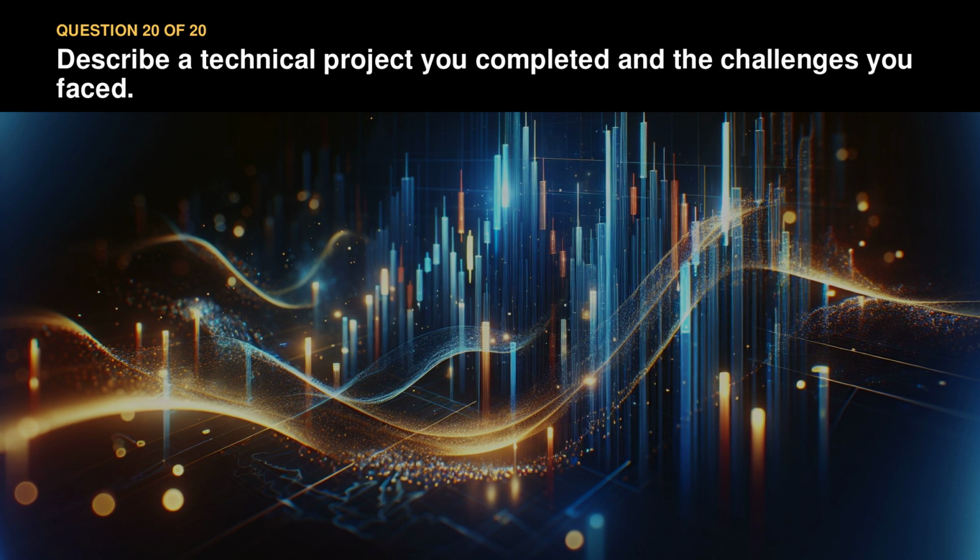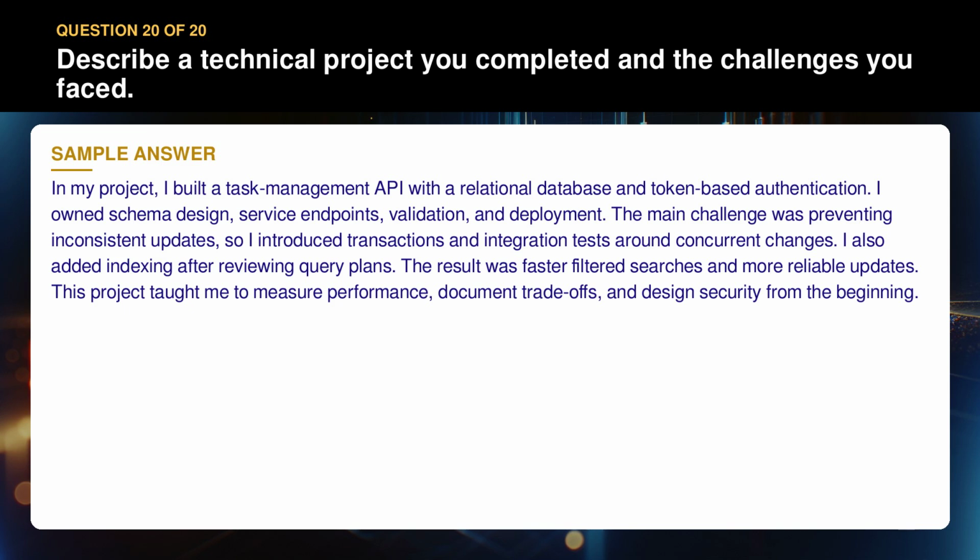Question 20. Describe a technical project you completed and the challenges you faced. In my project, I built a task management API with a relational database and token-based authentication. I owned schema design, service endpoints, validation, and deployment. The main challenge was preventing inconsistent updates, so I introduced transactions and integration tests around concurrent changes. I also added indexing after reviewing query plans. The result was faster filtered searches and more reliable updates. This project taught me to measure performance, document trade-offs, and design security from the beginning.